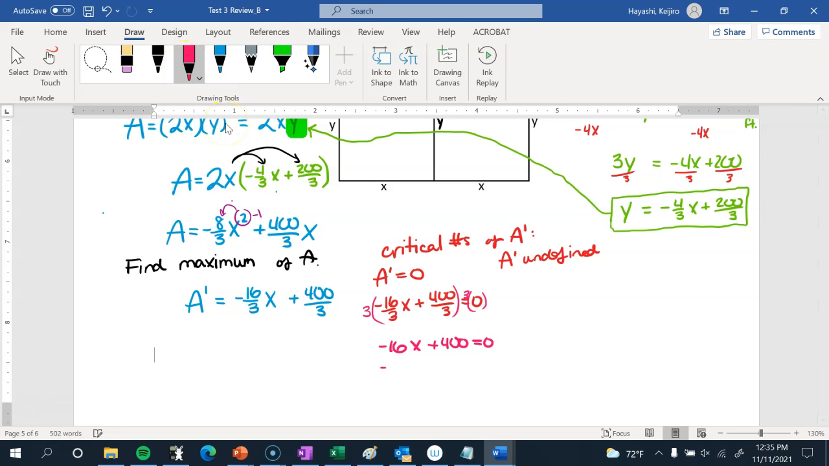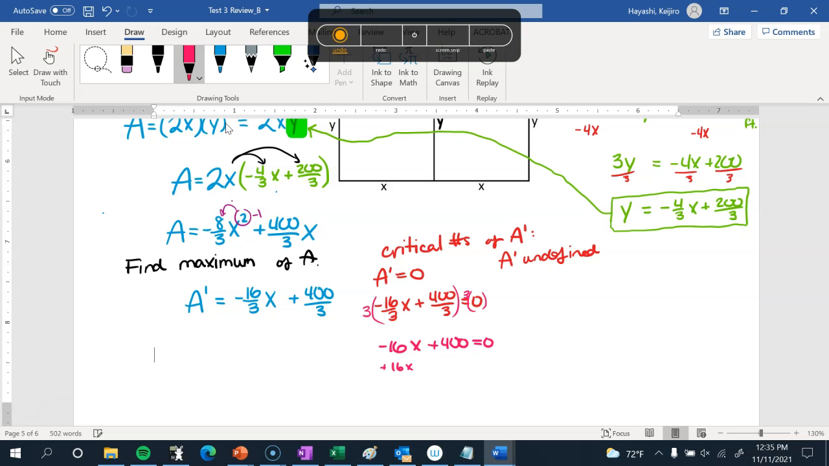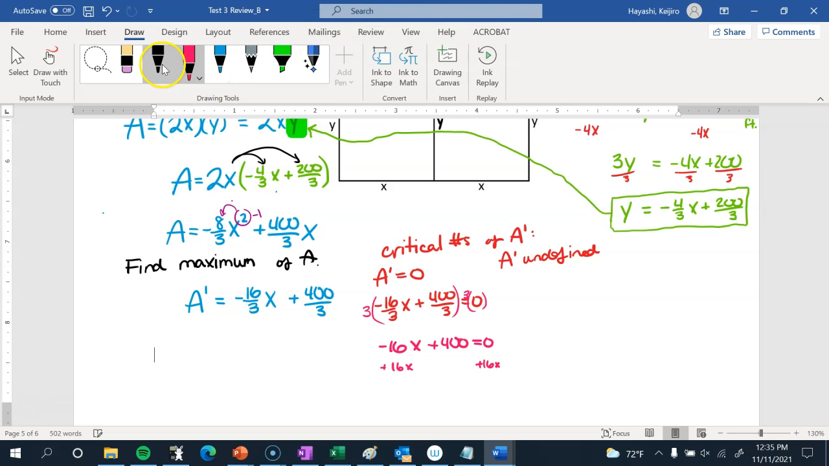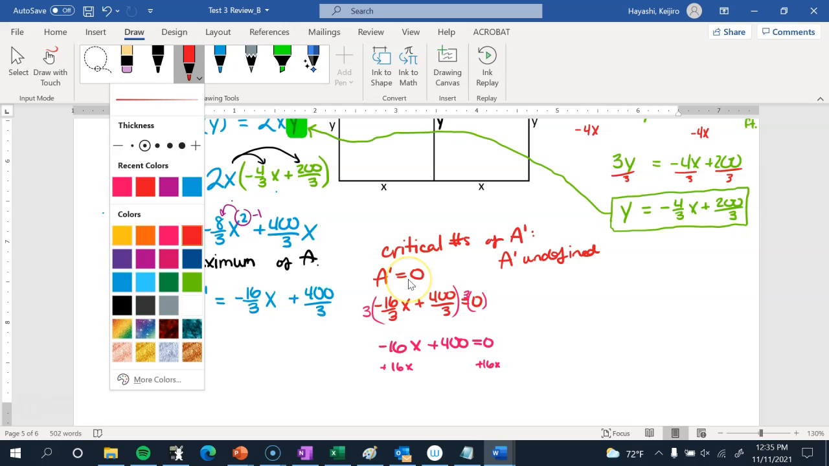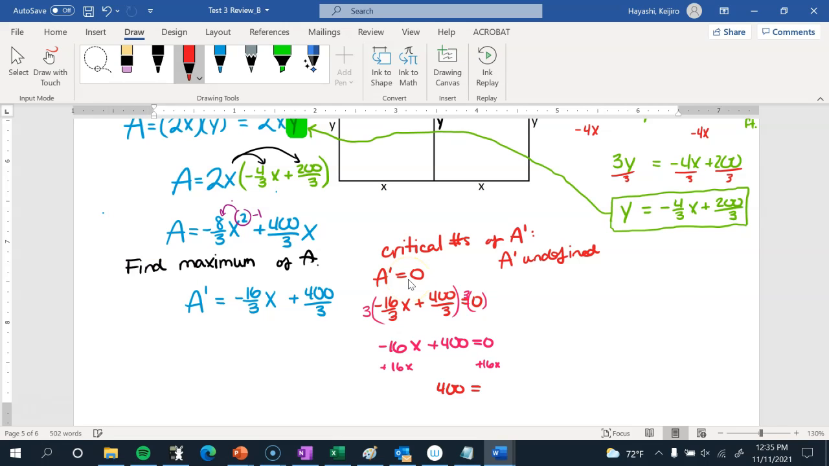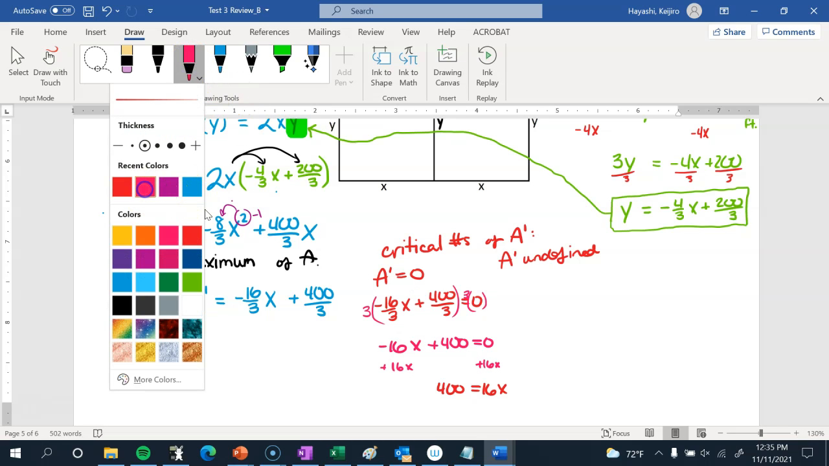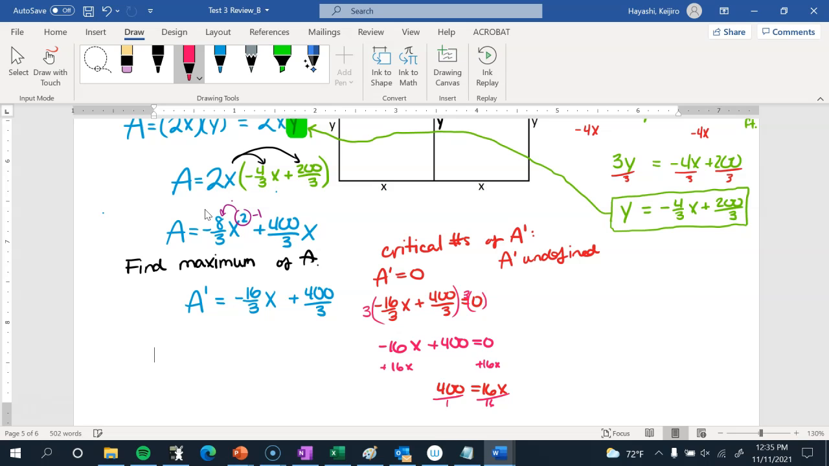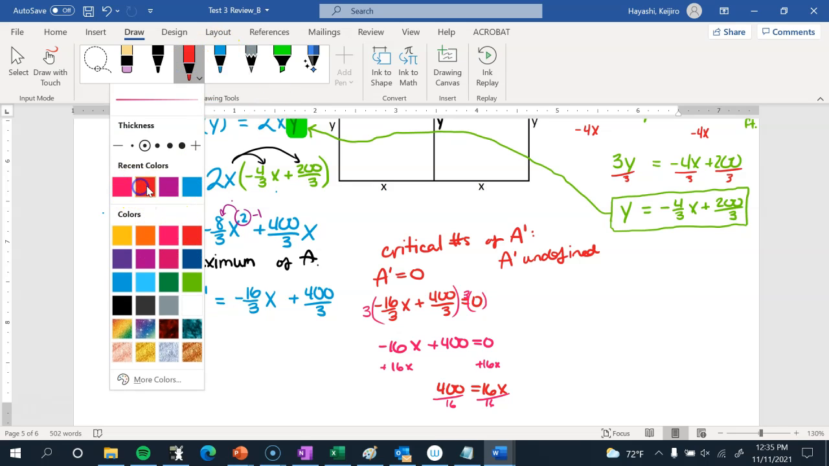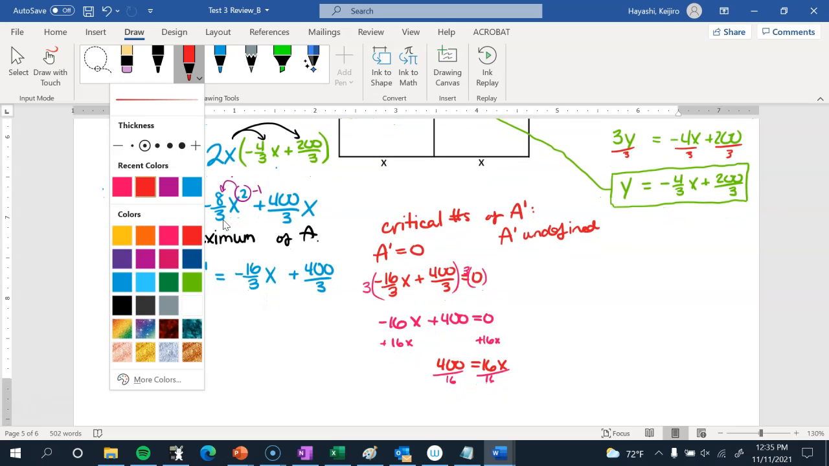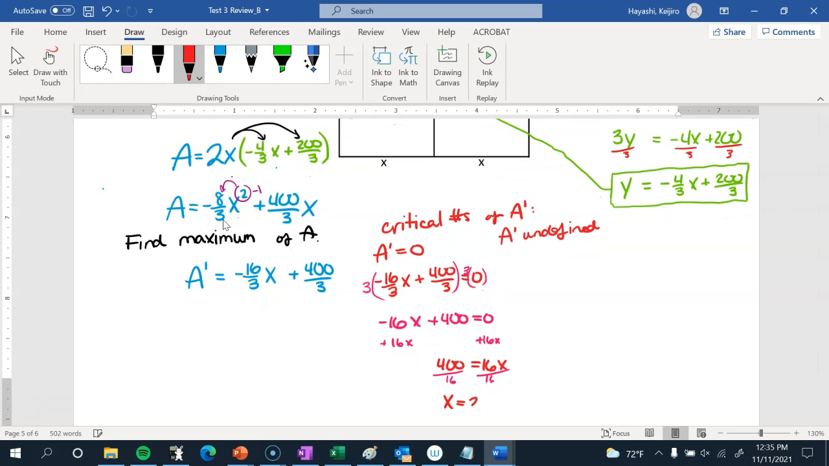And you can see after adding 16x to both sides that we're really just looking for something that, if we multiply it by 16, ends up being 400. If we divide 400 by 16, we'll find out what that is. That is 25. So x is going to be 25. That's going to be our critical number. And as for where A prime is undefined, it is undefined nowhere, so no critical numbers come from that.